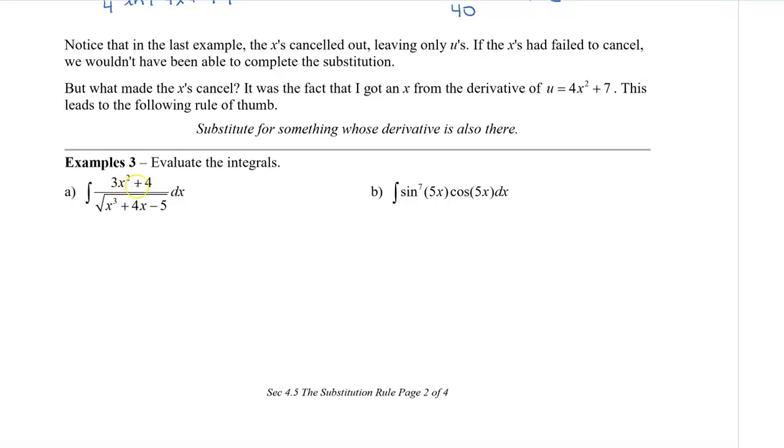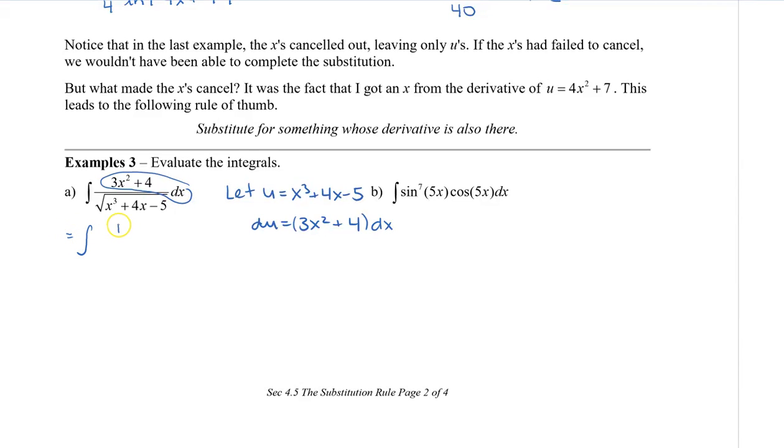So here we have a 3x squared plus 4, but I also have an x cubed plus 4x minus 5 that I can choose. Now, if you notice, if I take the derivative of the denominator without the radical, I'll get my numerator. So I'm going to let u equal to x cubed plus 4x minus 5, and then my du is equal to 3x squared plus 4 dx. So it's so convenient that it happens to be the same thing as this.